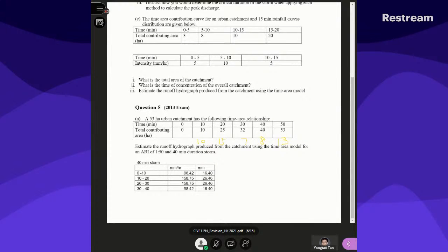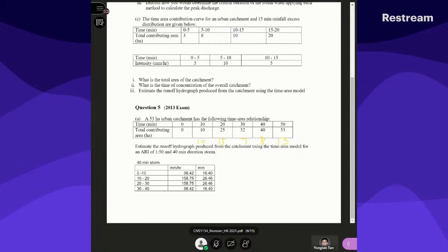The rainfall hydrograph is given here. 40 minutes storm, from 0 to 10 minutes is 198.42. From 10 to 20 minutes is 158.75. Symmetrical. You can see this is symmetrical because this is from the synthetic rainfall profile from the menu.